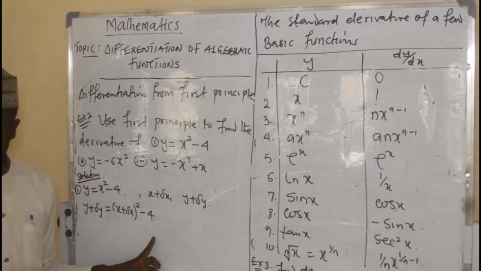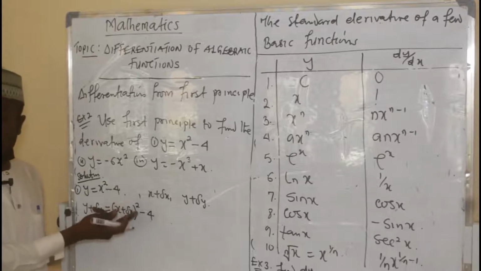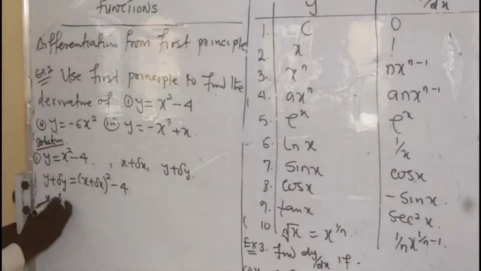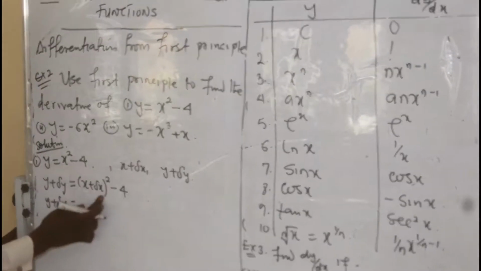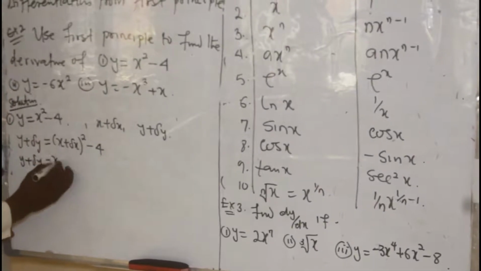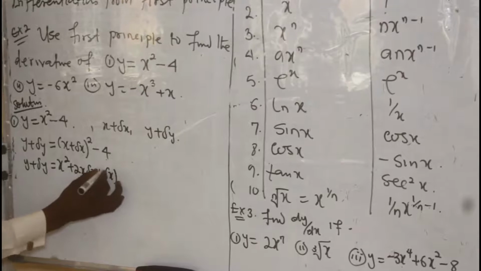I hope you understand what I'm saying. Had it been ordinary x, are you going to put any power? No. You just leave it like that. So now what are you going to have from here? Y plus delta y is equal to, expand this, x plus delta x all squared. Simple expansion is going to give you what? X squared plus 2x delta x plus delta x all squared.